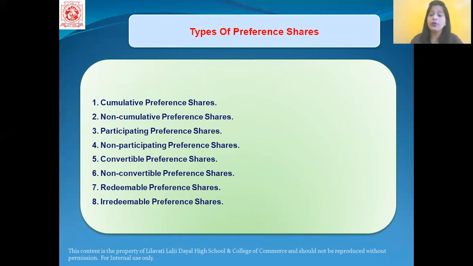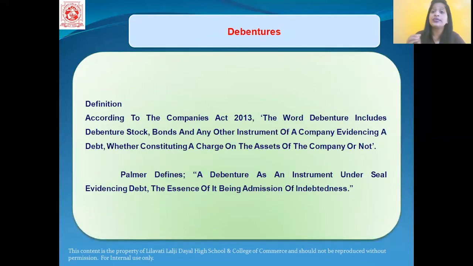Then we have convertible, non-convertible, redeemable, and irredeemable. Okay, now let us move on to the next answer, and that is debentures. Okay, now what is debentures?